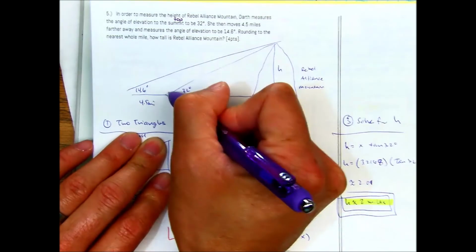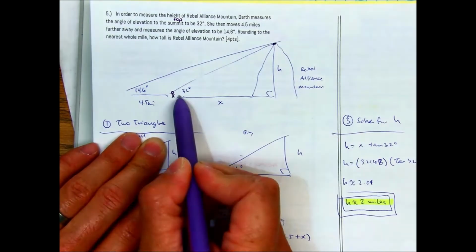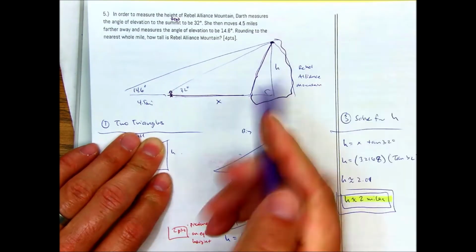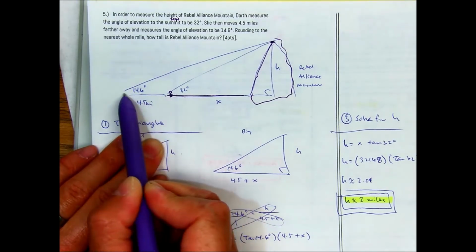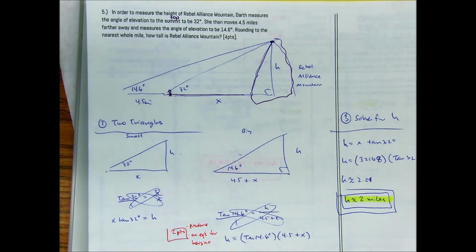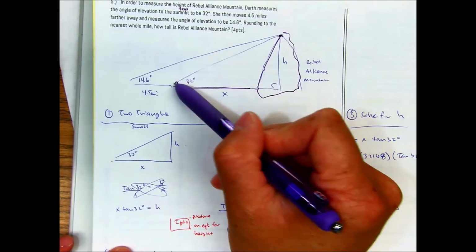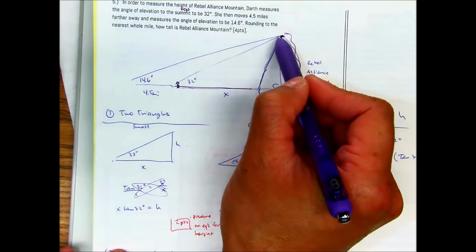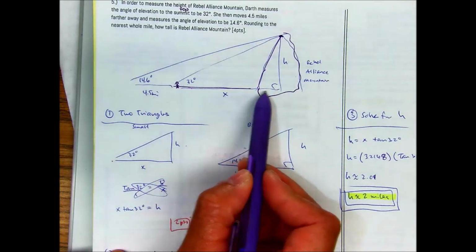So here's Darth. Looks up at the summit. That's 32 degrees. We don't know the height, this is my mountain. And then Darth scoots back 4.5 miles, so we know that measure. And then measures up to be 14.6 degrees. So I have 2 triangles. I have a small triangle. This one has 32 degrees, x and h. And then the big triangle has 14.6 degrees, h, and this side is x plus 4.5.